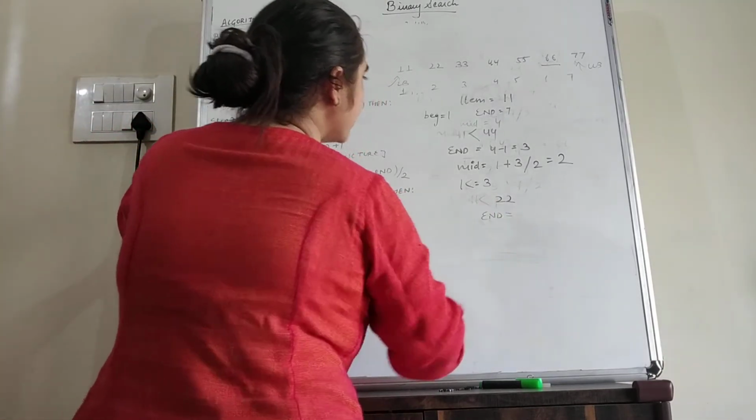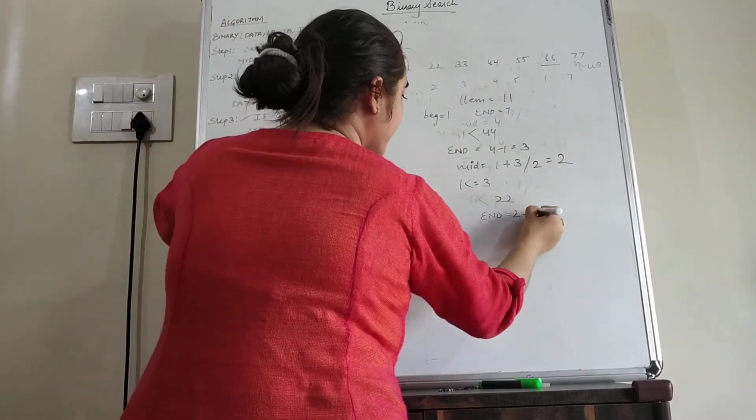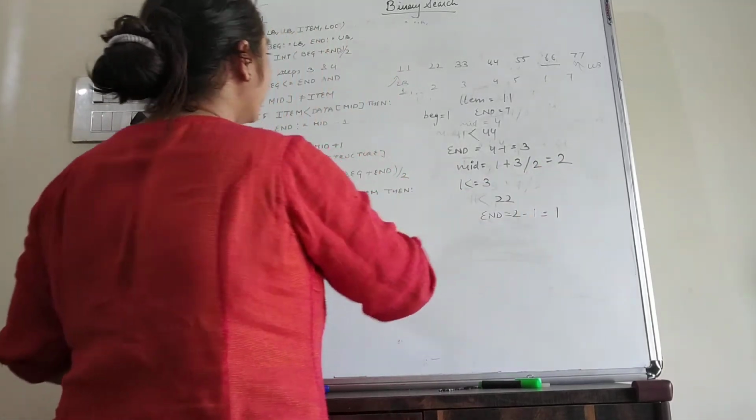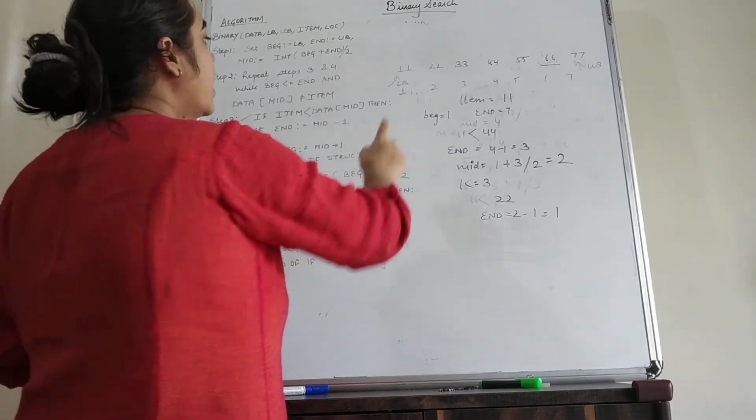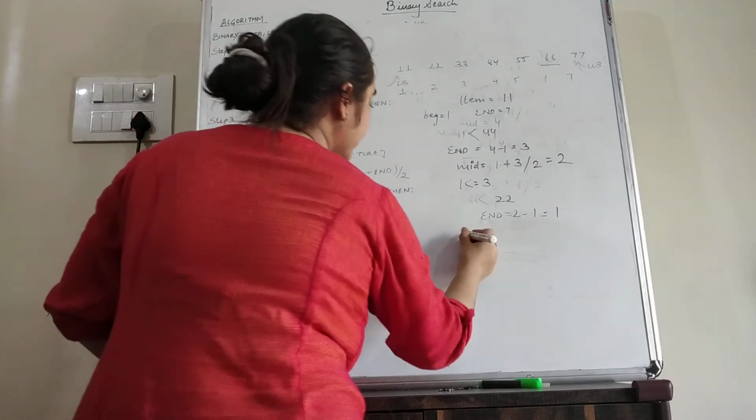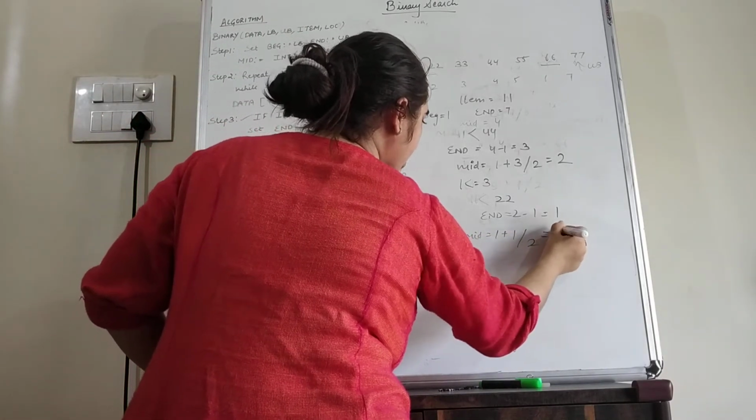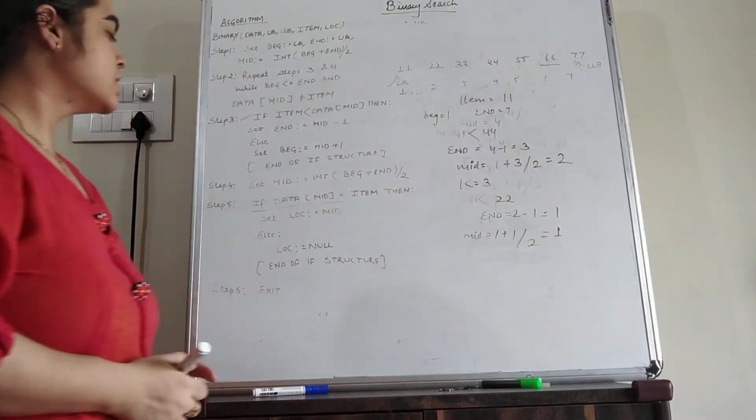Now value of end is equal to mid minus 1. Mid was 2, so 2 minus 1 is 1. So end is 1. Okay students, and beginning is also 1. So again we find the mid. Mid is now (1 + 1) divided by 2, so now it is 1. Now mid is equal to 1.